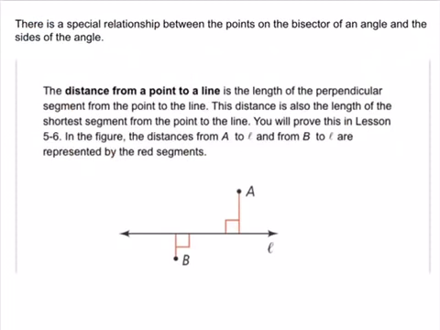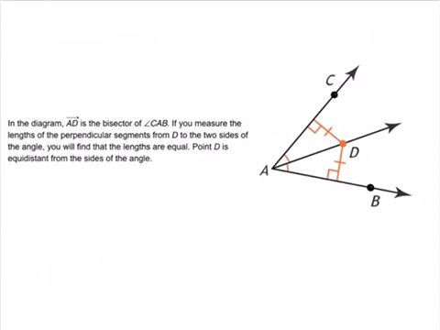All right, guys, this is talking about a special relationship between the points on the bisector of an angle and the sides of an angle, and we're going to take a look more closely on the next page. So I'm going to cruise forward and go to page 9.